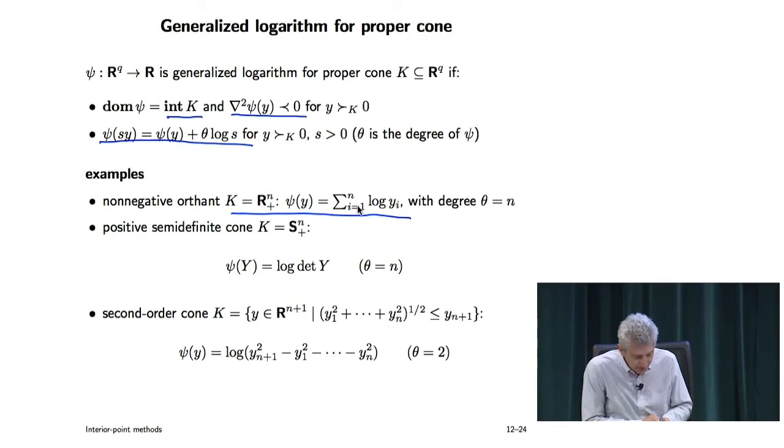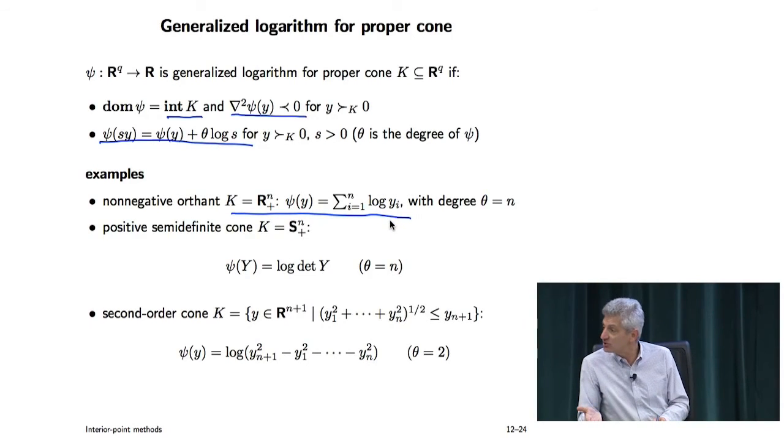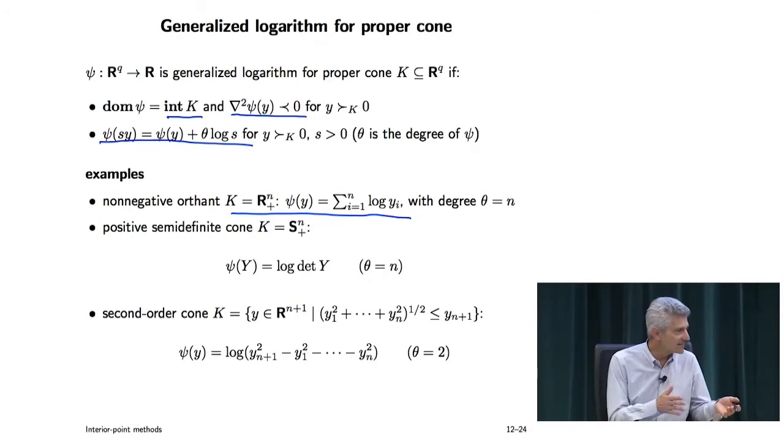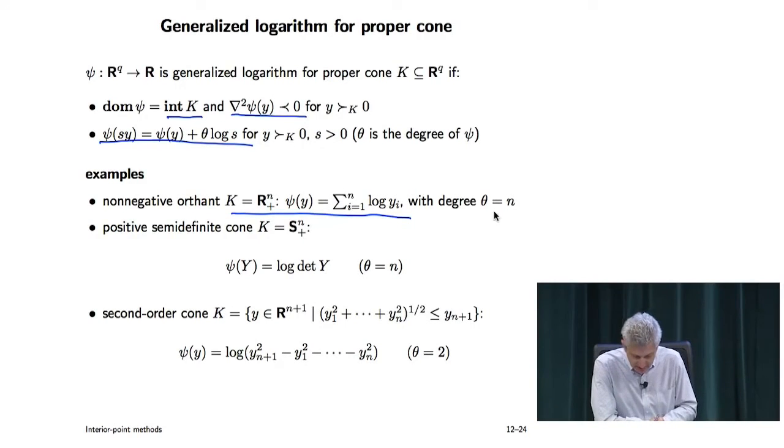And here the logarithm on the non-negative orthant is the sum of the logs. I mean, this is kind of dumb, but fine. Then you check what happens if I scale a vector. If I scale a vector, I scale every component. So what comes out is, if I scale by s, n log s, because each of these contributes something which is log s, and you get n times it. So the degree is n.